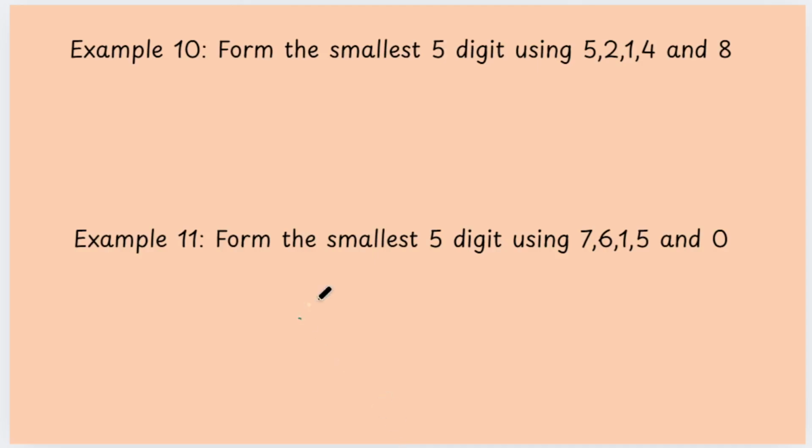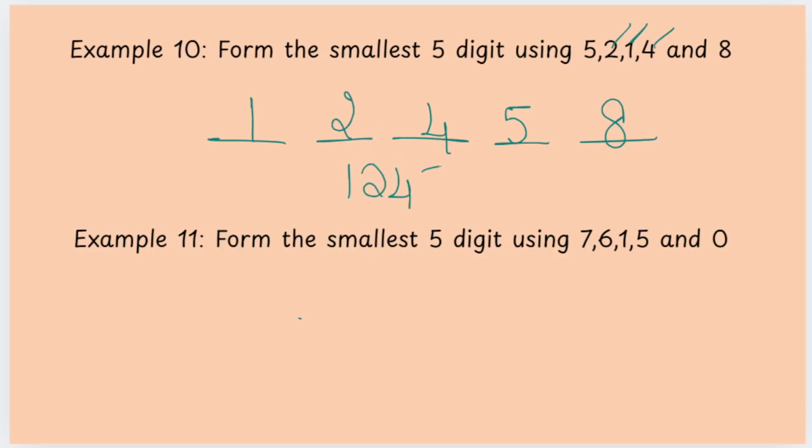Fine. We'll do some examples and we'll know the format how to write. Okay. So form the smallest 5-digit number using 5, 2, 1, 4, 8. I need 5-digit number. Which is the smallest among this? 1. Then which is the second smallest? 2. Then 4. Then 5. Then last will be 8. Okay. This is the answer. Answer is 1, 2, 4, 5, 8. Fine. I got the 5-digit number? Yes? Done. So this is how example 10 has to be done.